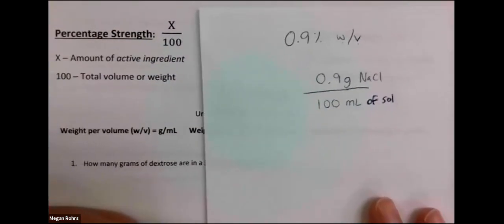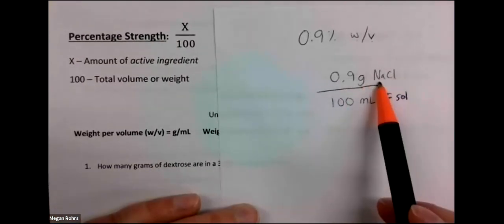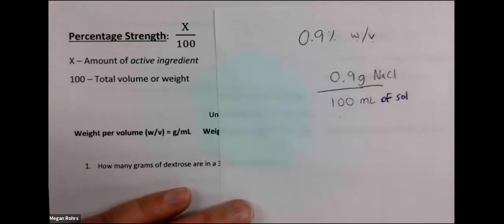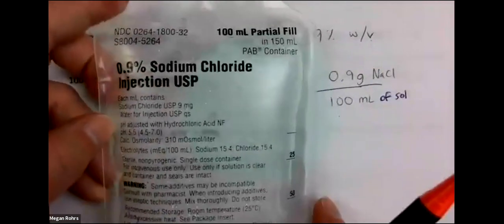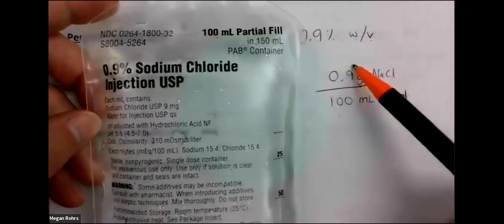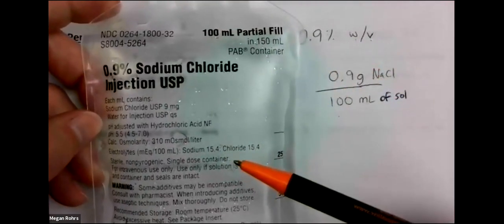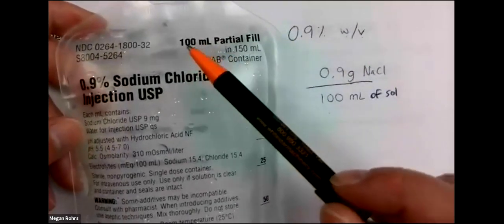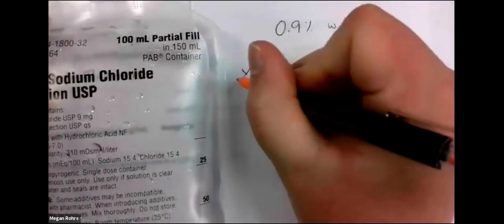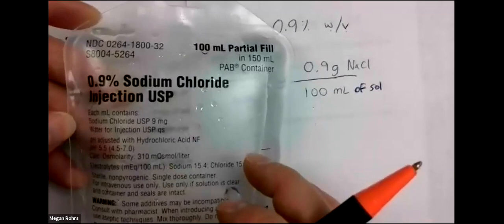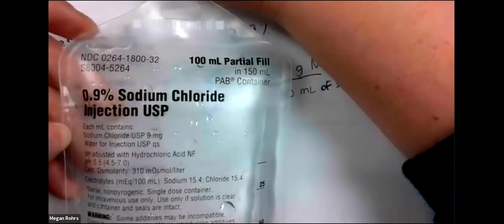Okay, so I have 0.9 grams of my active ingredient, which is sodium chloride, in every 100 mils of solution. Now, if I wanted to find out how many grams of active ingredient are in this bag, I would have to set this fraction equal to the total volume of my bag. Now, in this case, my bag is already 100 mils. So if I set this equal to X over 100, well, that's still just going to give me 0.9. So I know that in this 100 mils, there are 0.9 grams of sodium chloride.